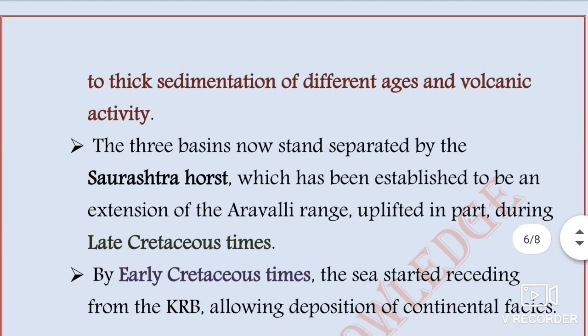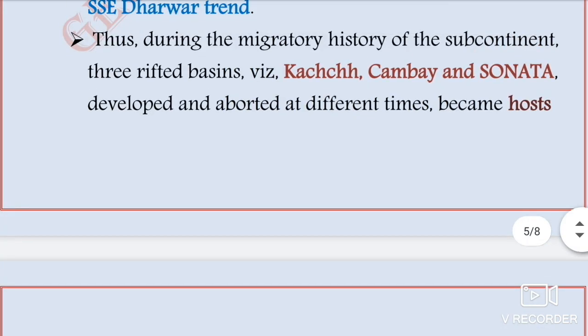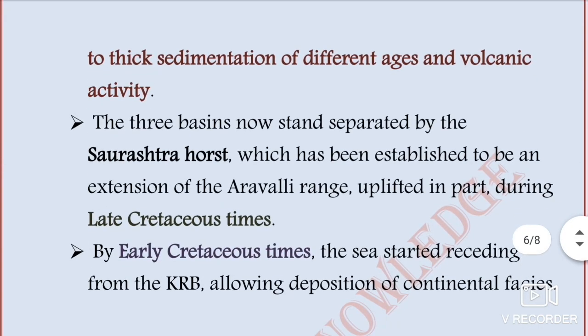The three basins now stand separated by the Saurashtra horst, which has been established to be an extension of the Aravalli range and which was uplifted in part during the late Cretaceous time. Okay, so the three basins we have discussed, the Kachchh Basin, the Cambay Basin and the Sonata Basin, now stand separated by the Saurashtra horst, an extension of the Aravalli range, uplifted during the late Cretaceous time.